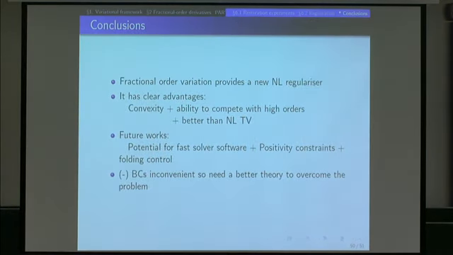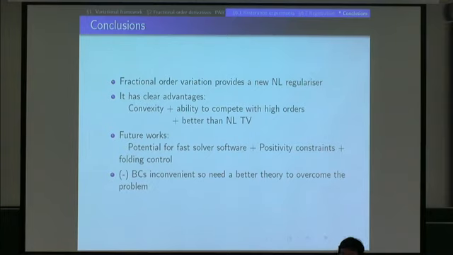Right. So I went a little bit fast, so I want to do a quick summary. Fractional order variation provides a new regularizer, and it's a non-local regularizer, which can be considered for many applications where you have to regularize. And it has some clear advantages I want to emphasize.